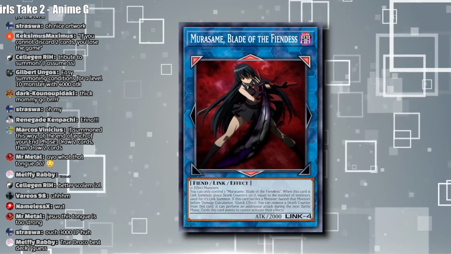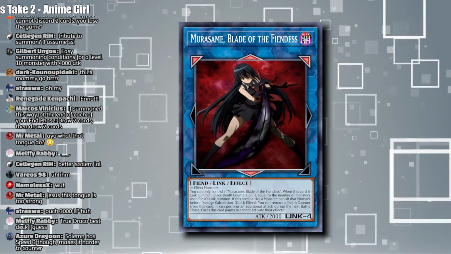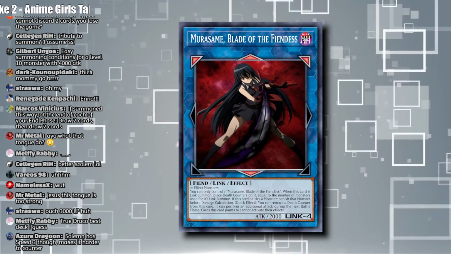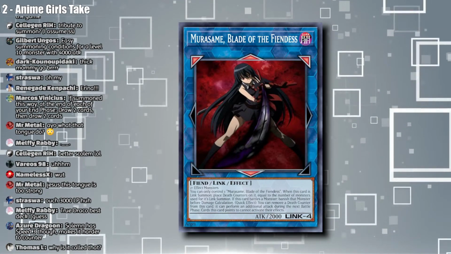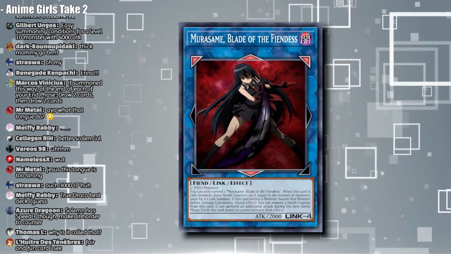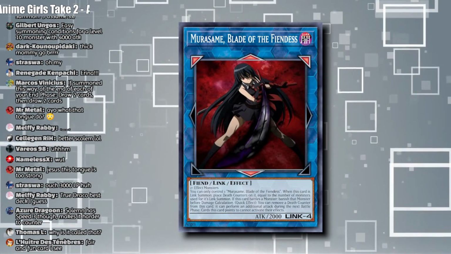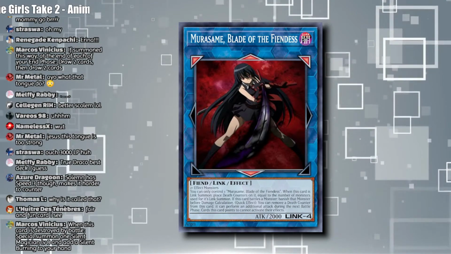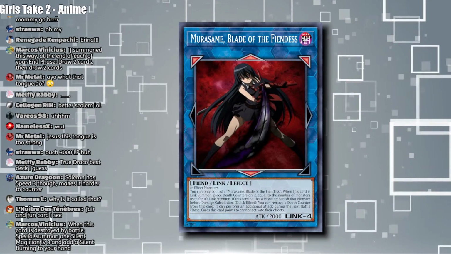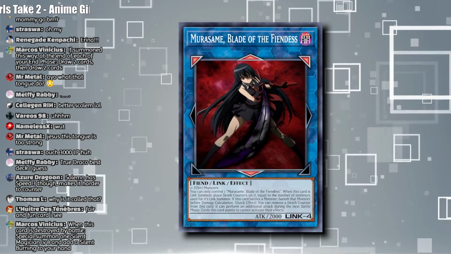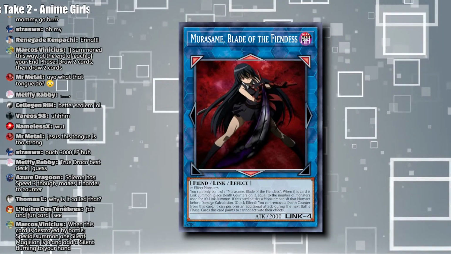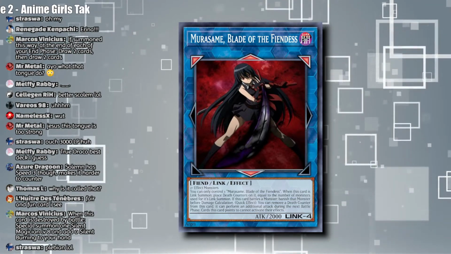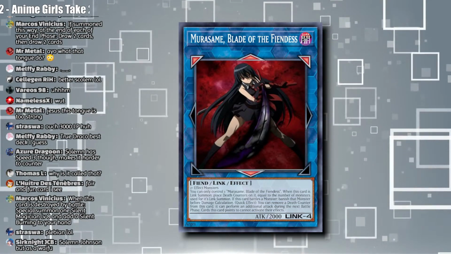Next one. Murasame, Blade of the Fiendness. It is Murasame, right? I think so. It's based on Kill la Kill. It's a Link 4 monster. 2+ effect monsters. You can only control 1 Murasame, Blade of the Fiendness. When this card is Link summoned, place death counters on it equal to the number of monsters used for its Link summon. If this card battles a monster, banish that monster before damage calculation.